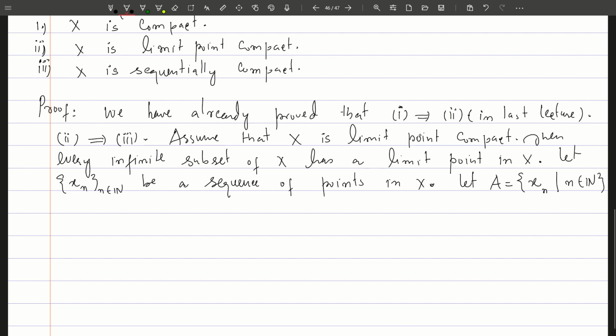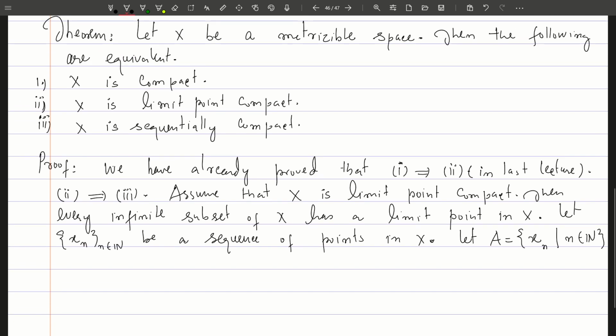Now there are two possibilities. A can be either finite or infinite. So if the sequence is like this, say 1, 0, 1, 0, so this is our sequence.